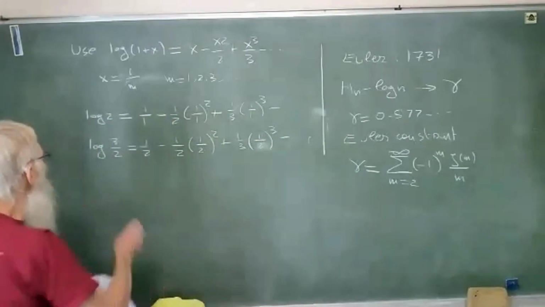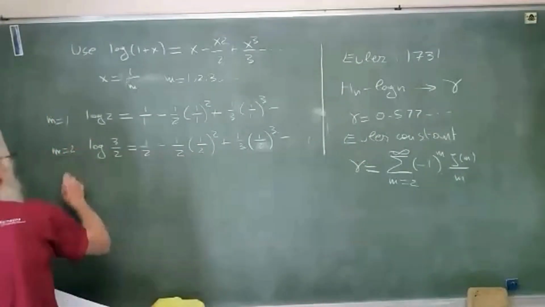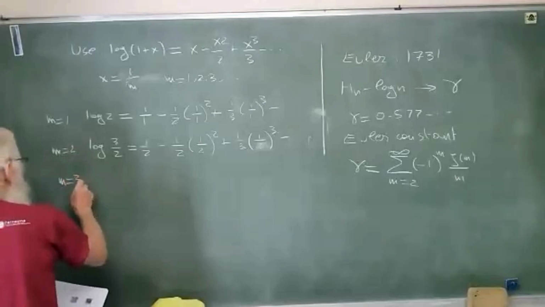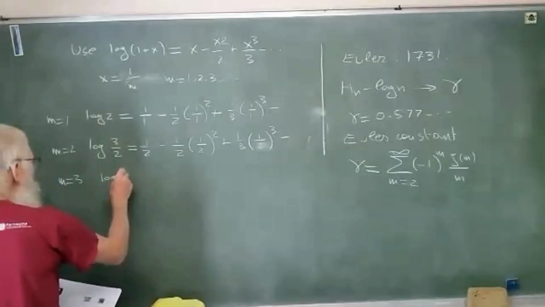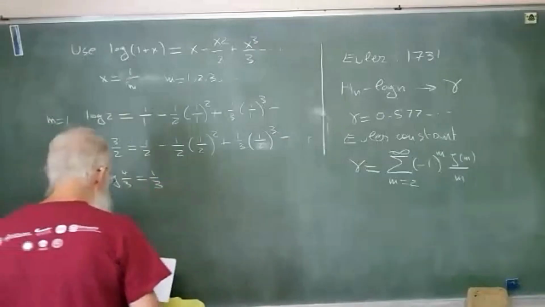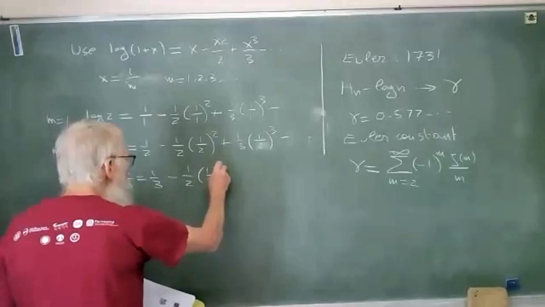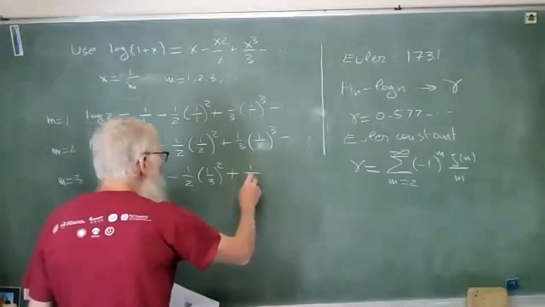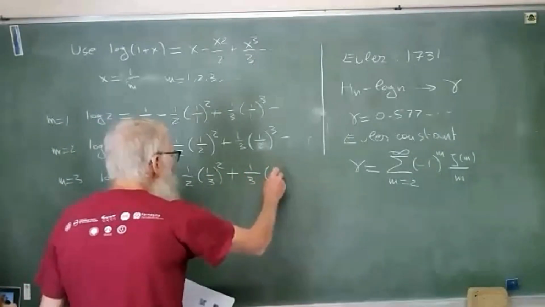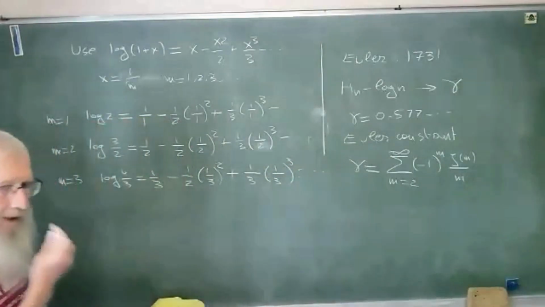Here it's m equal 1, here it's m equal 2. Let me just write m equals 3. It is the logarithm of 4 over 3, which is 1 over 3 minus 1/2 times 1 over 3 squared, plus 1/3 times 1 over 3 cubed, and so on. And you continue like this.